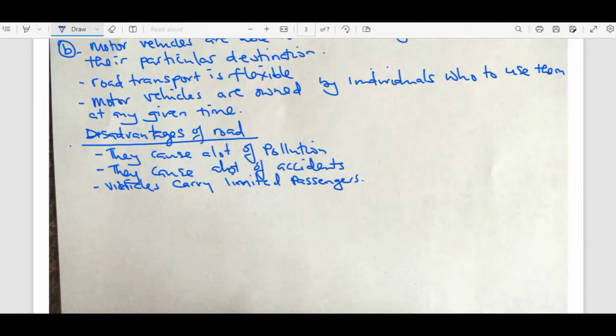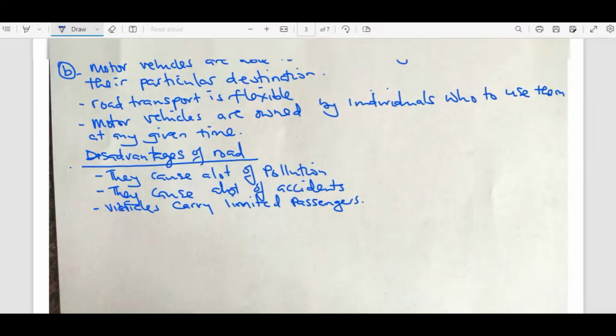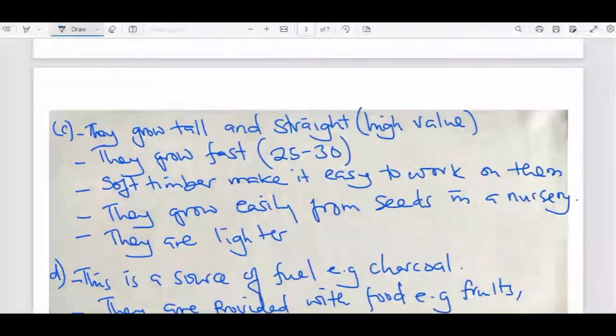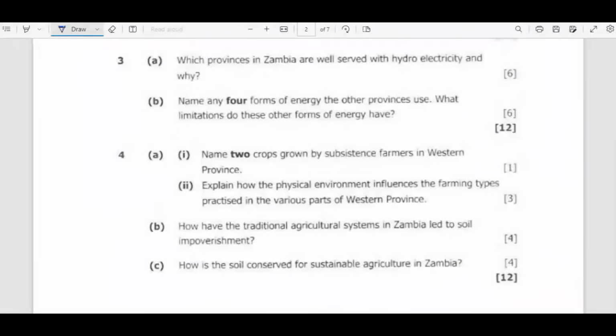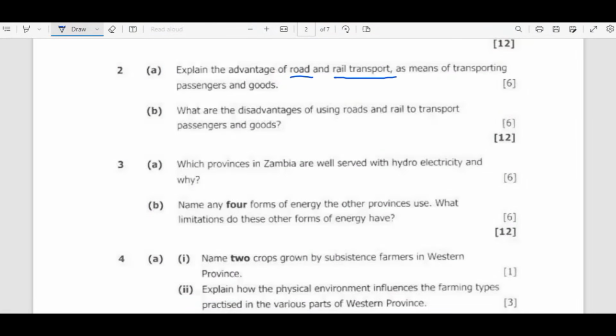Okay, so we can move to the next question. So we can quickly move to the next question. So the next question is, what are the disadvantages of using road and rail transport? Okay, we've looked at this, so we can quickly move to the other question, which is question 3.